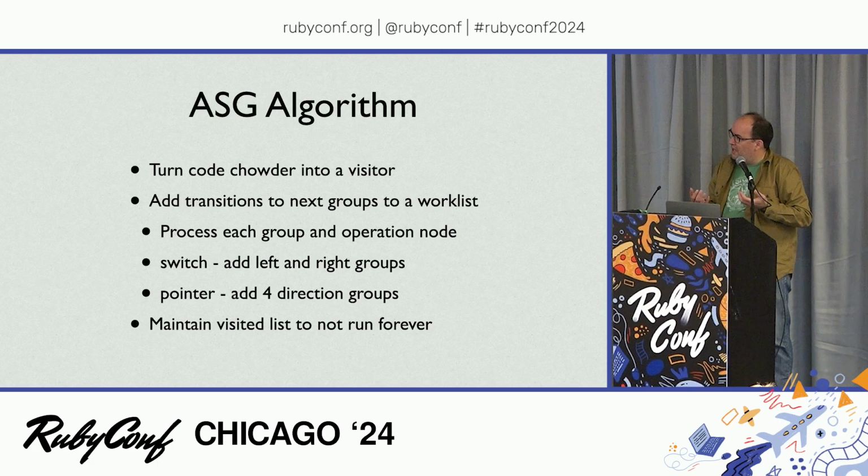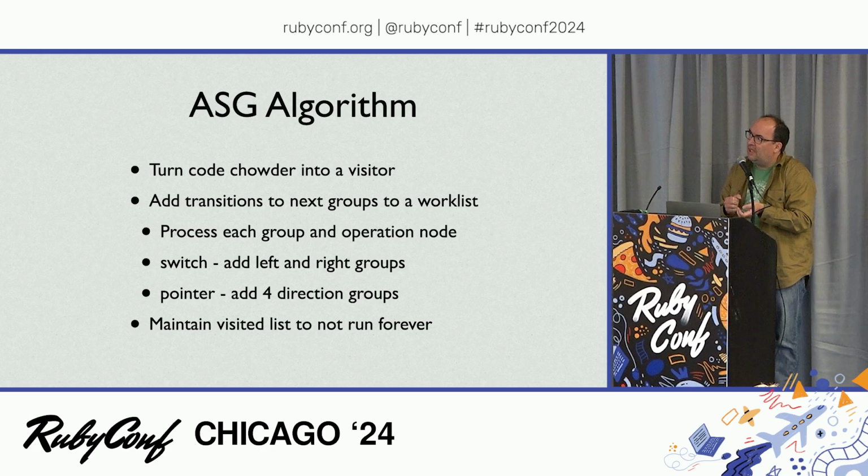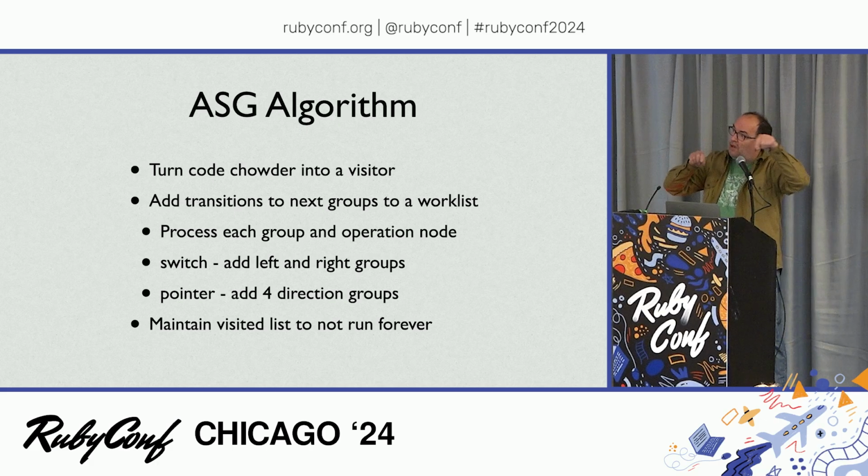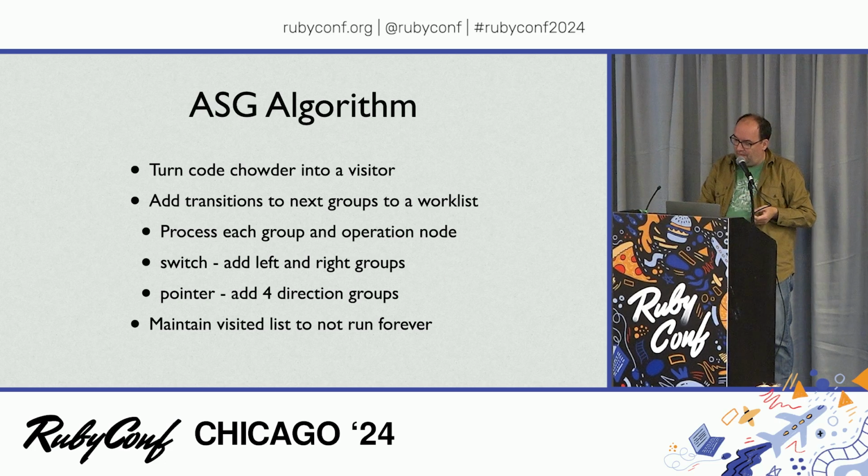And then the algorithm is we're going to just strip out the execution from the original Codel Chowder and make it into a visitor. And for every possible transition from one group to the next group, we're going to add it to a work list. So for the pointer operation, that can potentially go 4 different transitions. So we just add them in there. And we just process this thing until we have a complete graph.